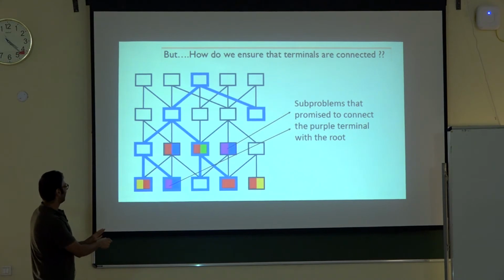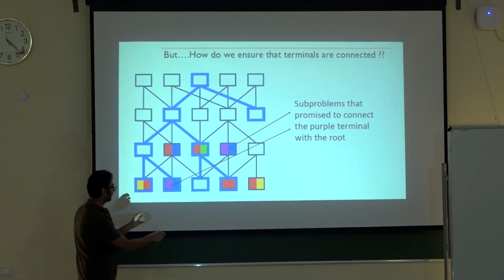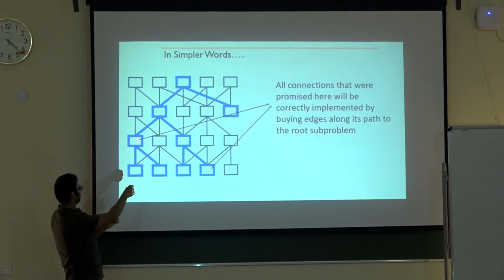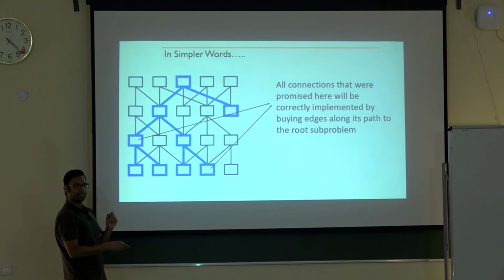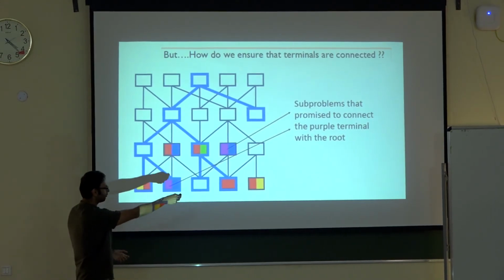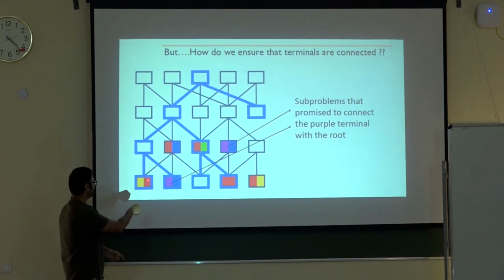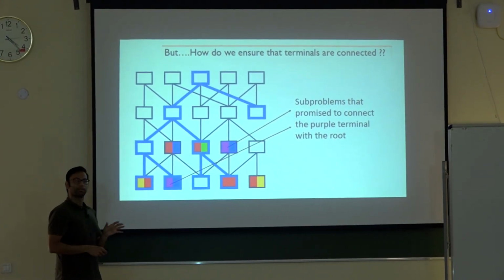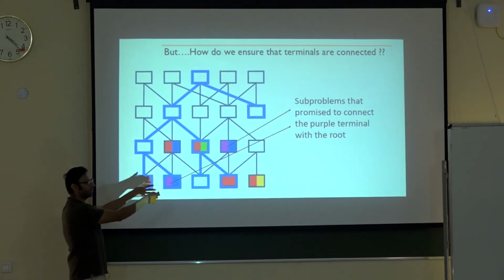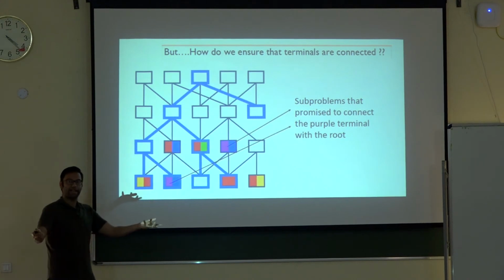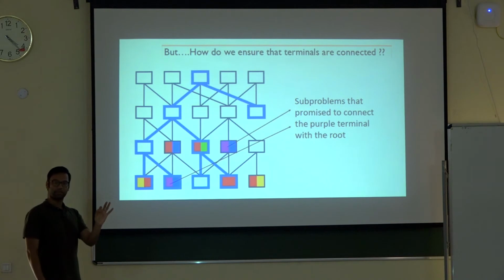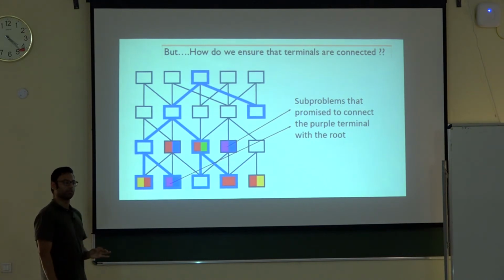So, okay. Here is what we do. Here is a trick that I do. Remember, what I said in the previous slide is, if I have promised some connection here, that will be implemented till I reach the root. So what I do is, I promise a connection between the root and each of the terminals at certain subproblems. And remember, every terminal will appear in some subproblem because it's part of some bag. So the only trick that I do here is, I introduce the root at every bag in my tree decomposition.